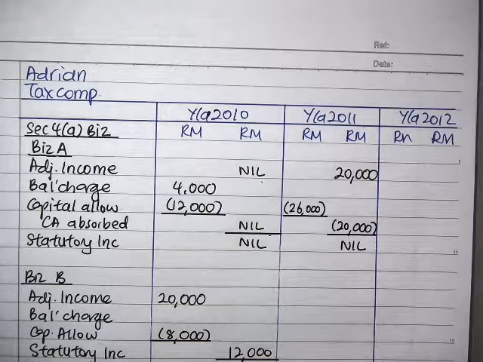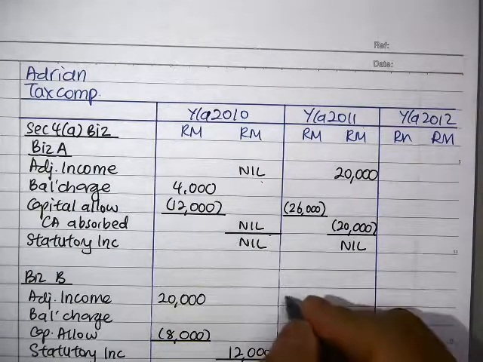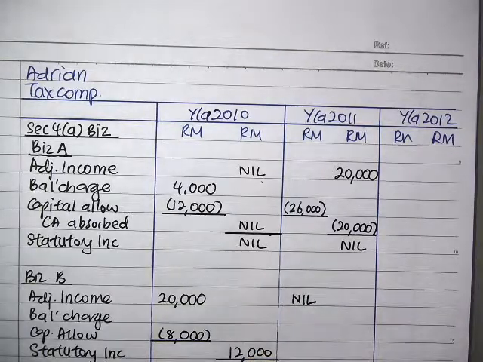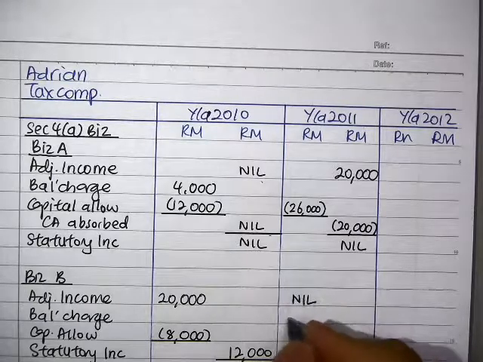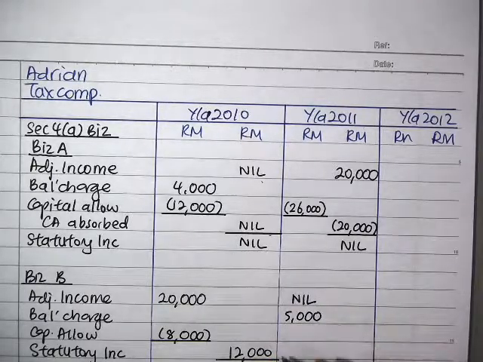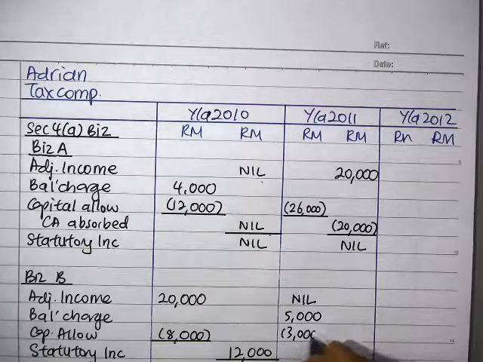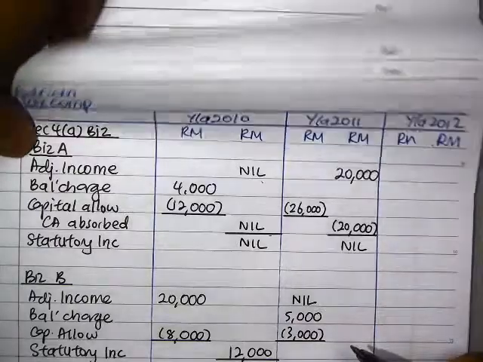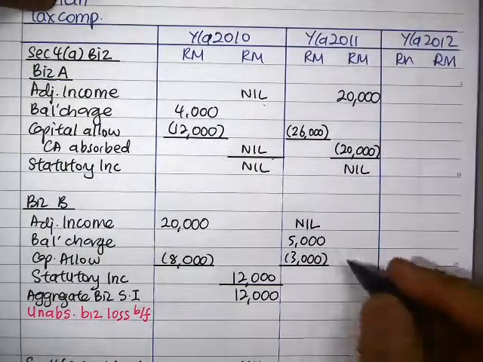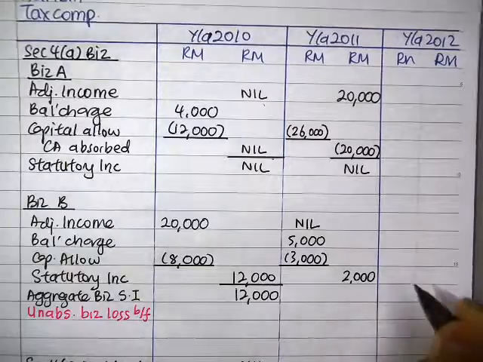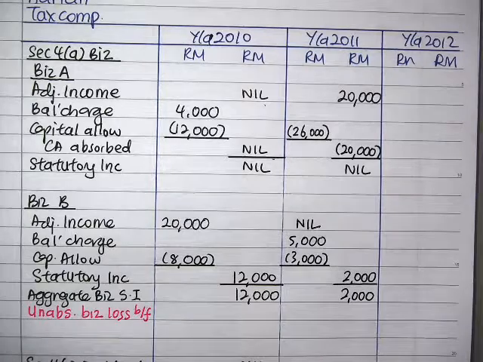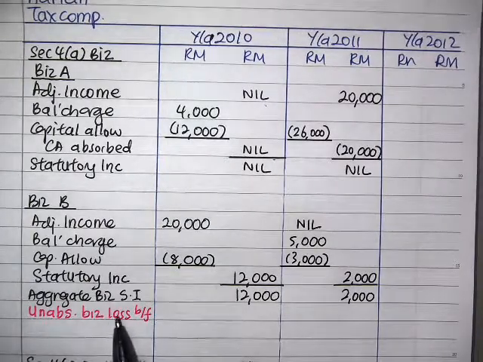Right, in business B, we notice that it's a loss, 40,000 loss. So you're not going to have an adjusted income. And you have a 5,000 balancing charge. So you're going to put this in as a charge. And at the same time, you've been told there's a 3,000 capital allowance. So you have a net charge. The charge is bigger than the CA. So you're going to have a net charge, which is 2,000. Right, so 2,000 will be your aggregate business statutory income. See, there's no unabsorbed business loss.